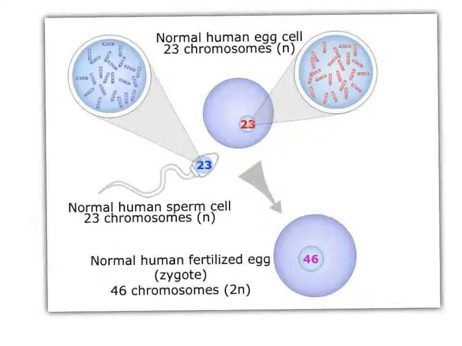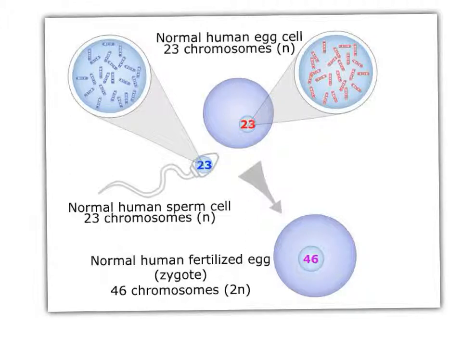So if we think about it, then there's 23 chromosomes in the human sperm cell, there's 23 chromosomes in the human egg cell, and when the two gametes, the sperm and the egg, fuse together, they create the zygote, which has the diploid number of chromosomes, or 46 chromosomes in total.